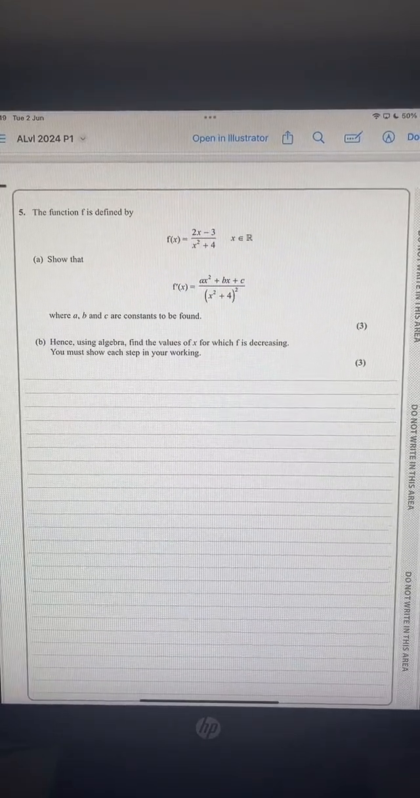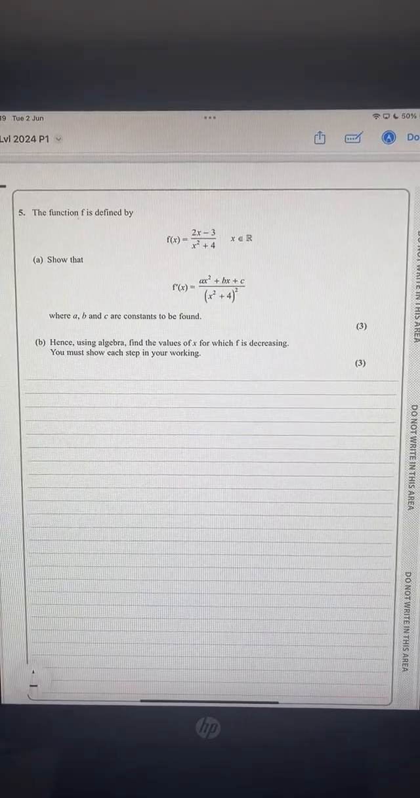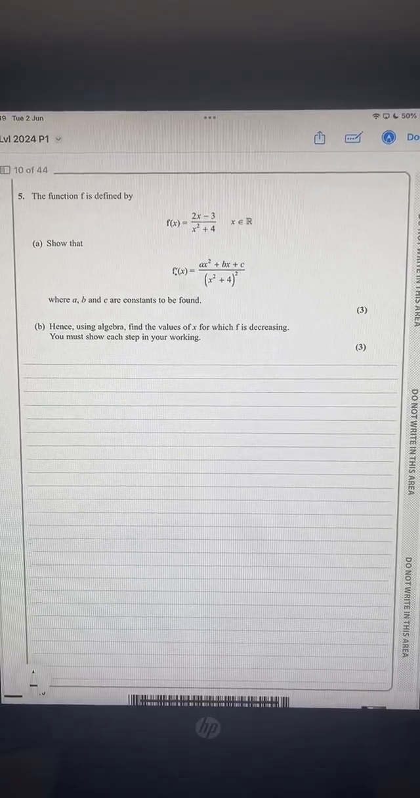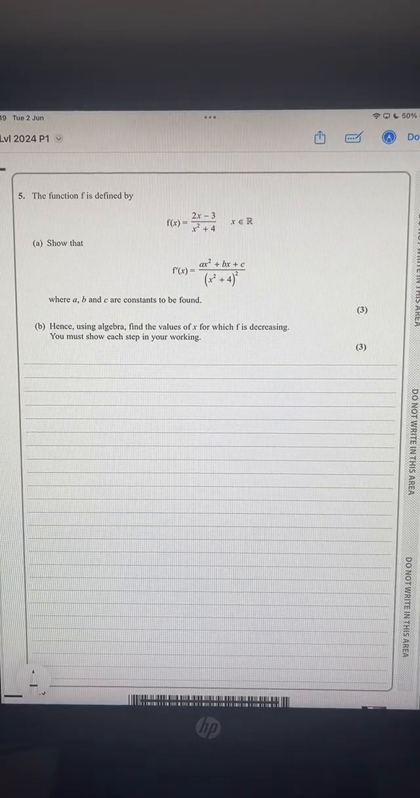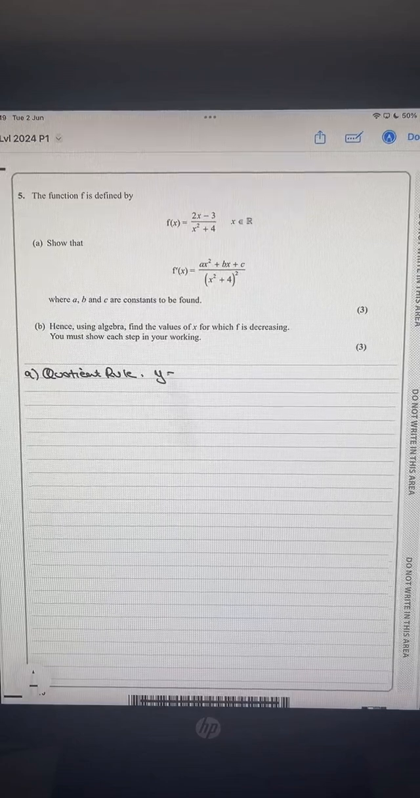Then we move on to another, in my opinion, pretty standard question. The function f is defined by this, where x is a member of the set of real numbers. Show that f dash of x is this. Oh, cool. All I have to do is differentiate this. Again, some more differentiation. We have done a lot of differentiation in this exam already, and we get more. And this one, we don't even have any problem solving. We know we have to use the quotient rule.